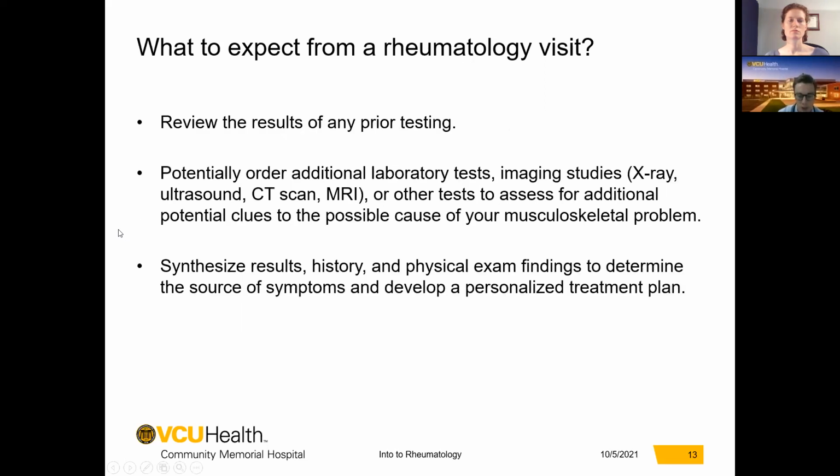And then usually we'll try and look through any results that your primary care doc or any of your other physicians may have done. Then we'll talk about what further testing we may need to do, including imaging, and then try and put it all together to see if we can come up with a diagnosis that really puts all the pieces of the puzzle together. And that's the key. Having a correct and accurate diagnosis is the most useful part of developing an accurate treatment plan.